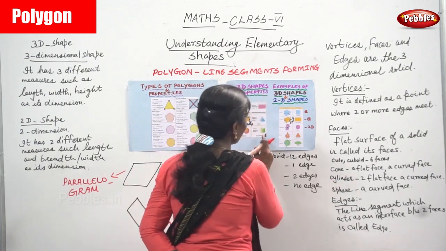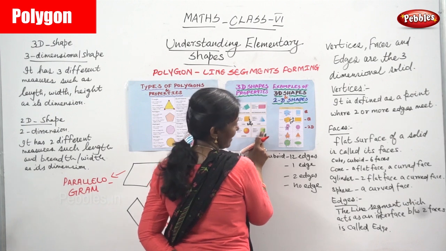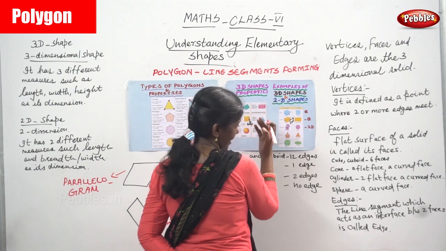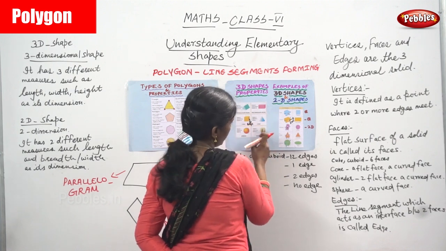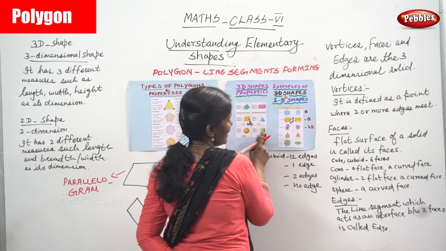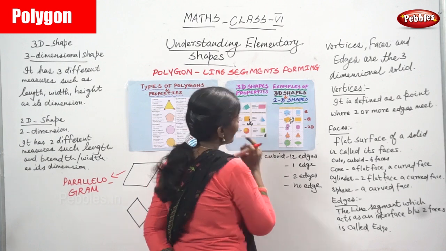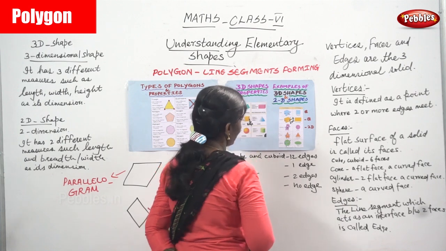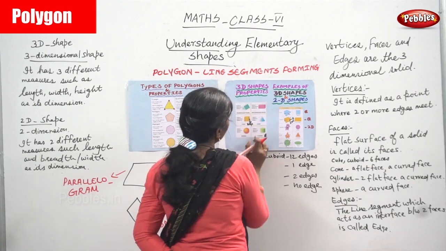And one more is a cylinder. A cylinder has 2 flat faces and a curved face. This is a flat face, this opposite side is also a flat face, and the back side is one more flat face. So 2 flat faces and a curved surface. And a sphere is nothing but a curved surface. That's it.